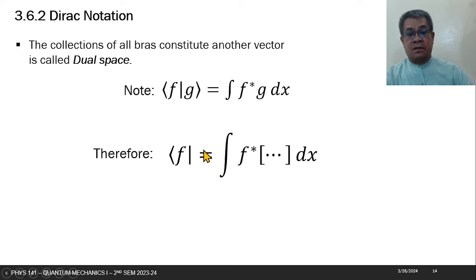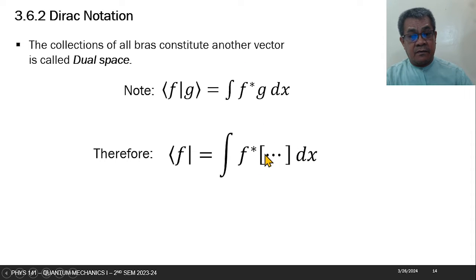So therefore, we can say that the bra ⟨f| is just an operator that acts on the function g, which means that the bra is actually an operator that needs a function to act on.